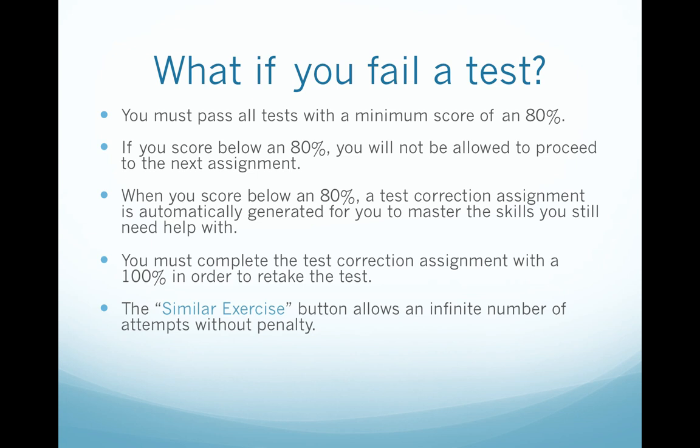Now, once you've completed the correction assignment with 100%, then email me and I'll reset your settings so that you can go into the testing center and retake the test to try to make that minimum score of an 80%. On the test correction assignment, you can use the similar exercise button as many times as you want to help you score that 100% on the test correction.